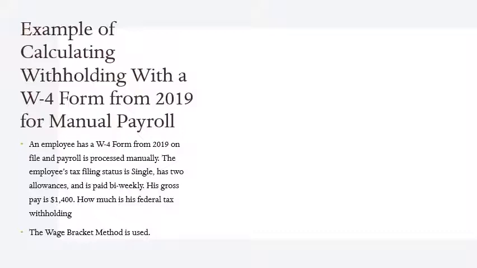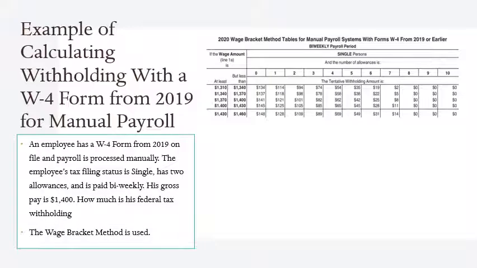So for this example, since the employee processes a manual payroll, he does have the option of using the wage bracket method. So let's take a look at that table. So this is the method that we would use, and this is the table that we would use. You want to make sure that you are looking at the biweekly payroll period and for single persons. And so for the wage bracket method for W-4 forms for 2019 and prior, you will see the allowances.